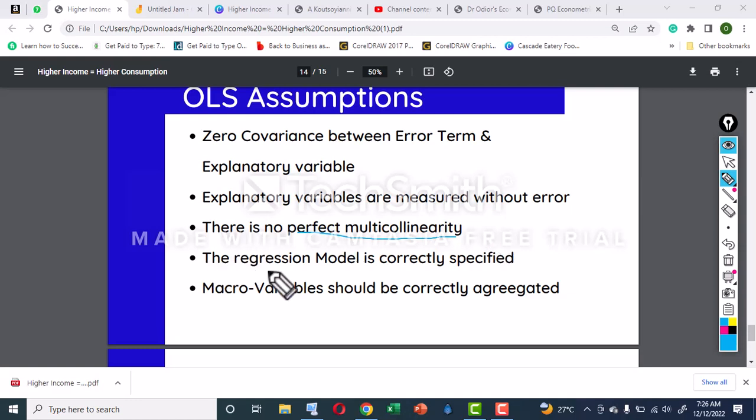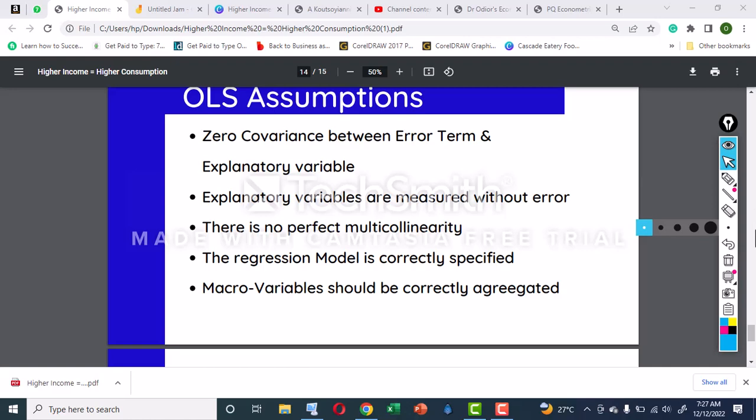Now the next one is that the regression model is correctly specified. This is just like model specification, saying that we should specify our model correctly. We should make sure that our model is free from specification errors. So we are assuming that our model is free from specification errors. Then the last but not the least, macro variables should be correctly aggregated. So those are our 10 assumptions of OLS.